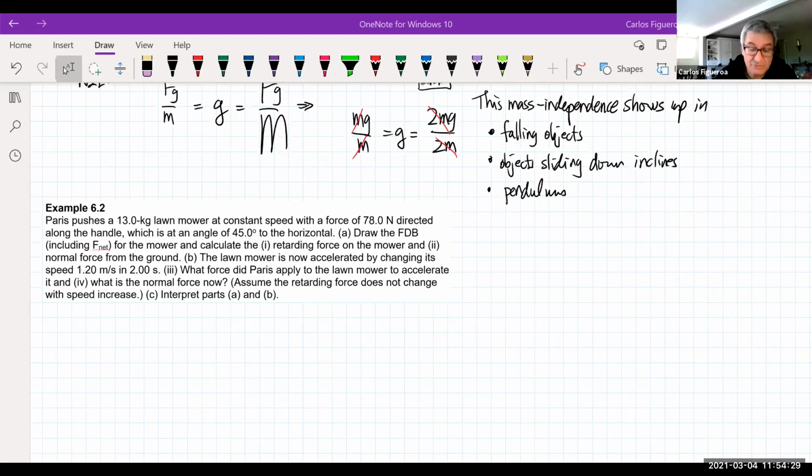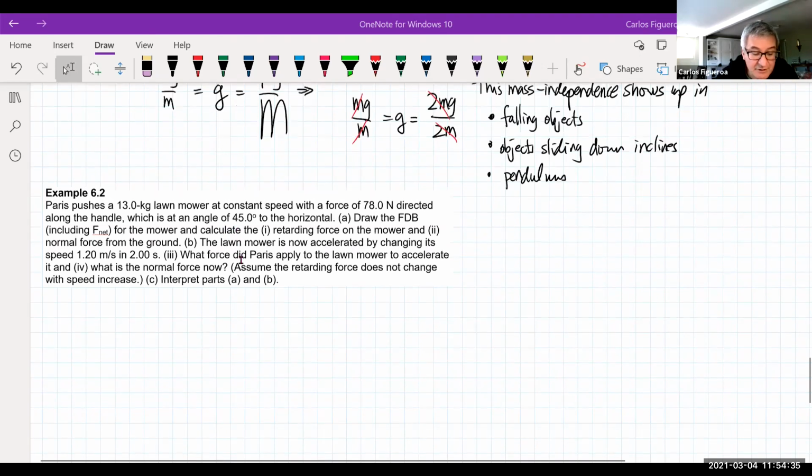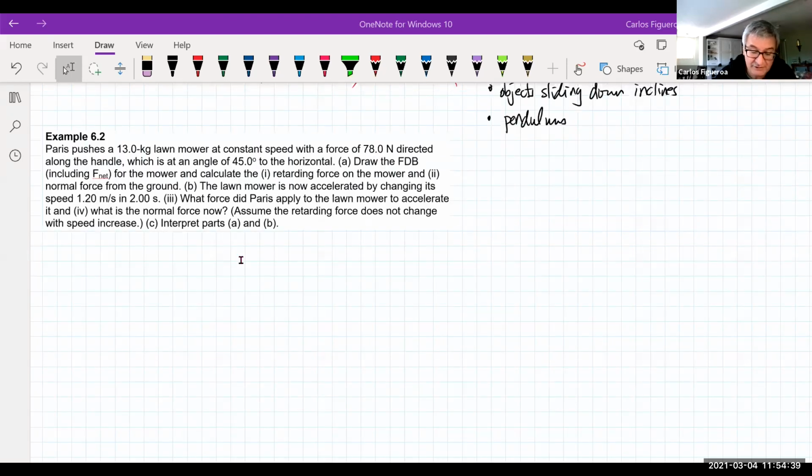Okay. So here we go. So what we're seeing here is that Paris pushes a 13-kilogram lawnmower at constant velocity with a force of 78 newtons directed along the handle, which is at an angle of 45 degrees to the horizontal. Okay, we really got to think about that really carefully here.